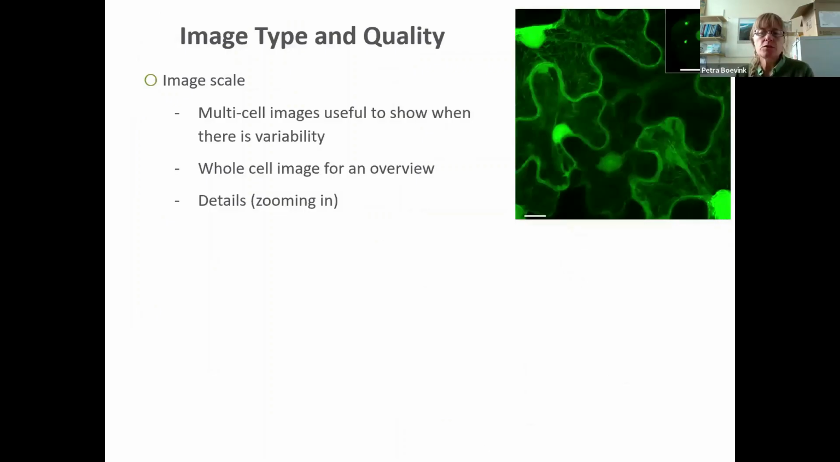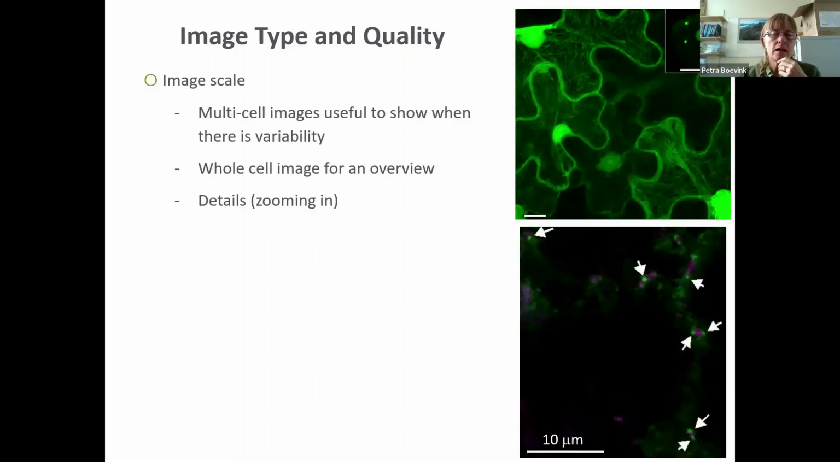So what kinds of images are useful to show localization under different circumstances? Well, if you observe that there's some variation in the pattern of localization that you see in different cells, you'll either need to show multiple images of cells to show this variation, or if you can, an image of multiple cells, which gets the point across in one go. If there are also details that aren't clear in a whole cell or multi-cell image, you need to image those at higher magnification, and then you can show them as separate images or as insets, like this nucleus, to show that detail.